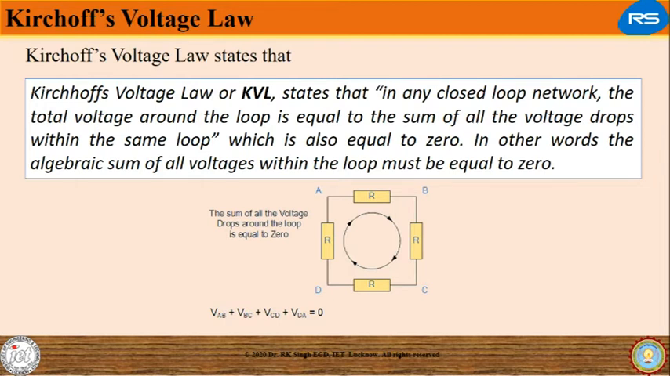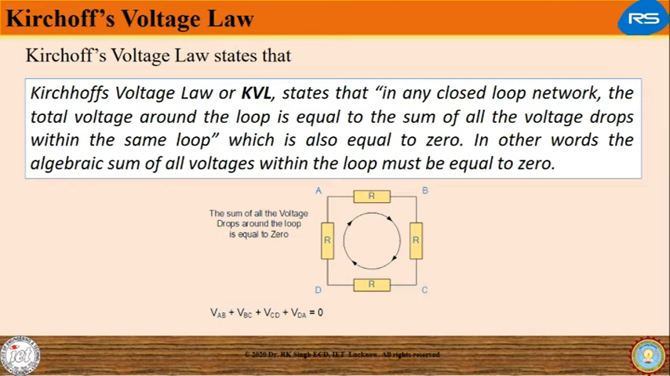We have resistors connected across the branches AB, BC, CD and DA. The voltage across branch AB, that is VAB, voltage across branch BC, that is VBC, voltage across CD, that is VCD, and voltage across DA, that is VDA, if added together algebraically, then the total sum must be equal to 0. So this is Kirchhoff's voltage law.